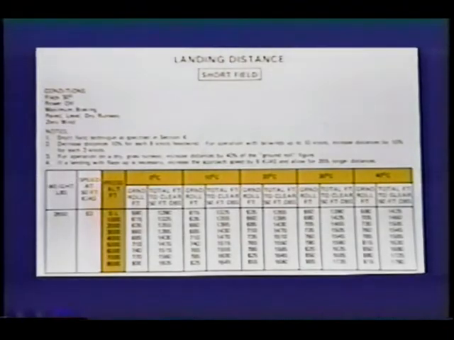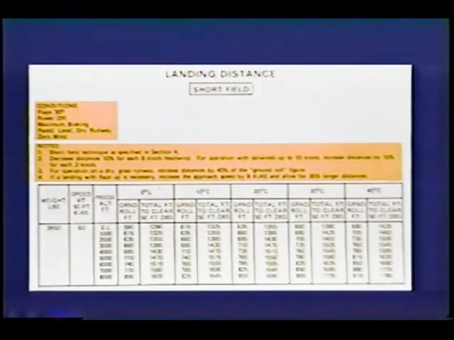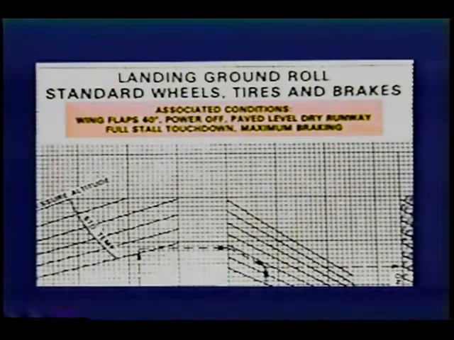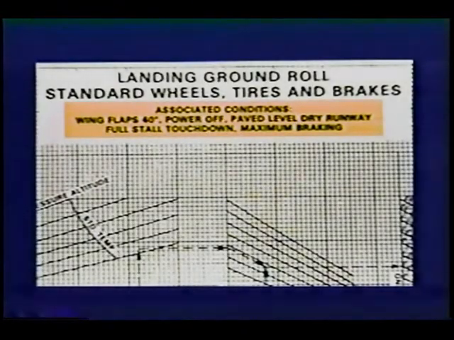Notice that in the tabular format, pressure altitudes and temperatures which are not listed can be obtained through interpolation. Make sure to check your performance charts for conditions and notes as well. This supportive information can also have a very important impact on aircraft performance. Here, for example, we're told that landing on dry grass requires a ground roll that's 40% longer. And notice these associated conditions: flaps 40 degrees, power off, paved, level, dry runway, full stall touchdown, and maximum braking.